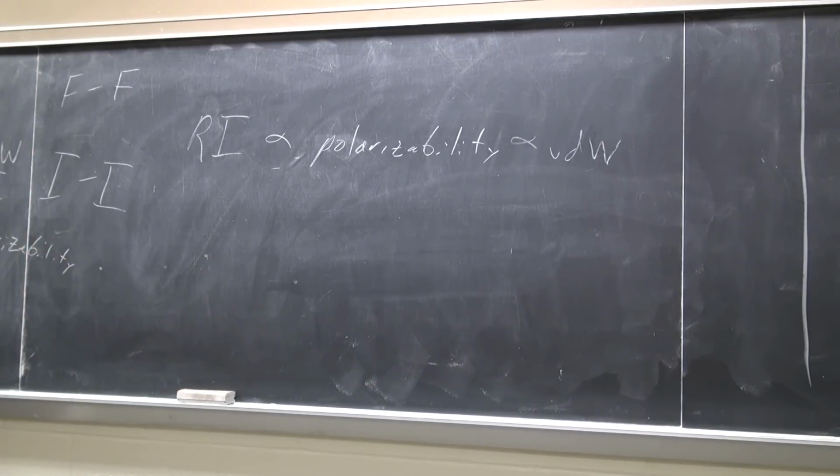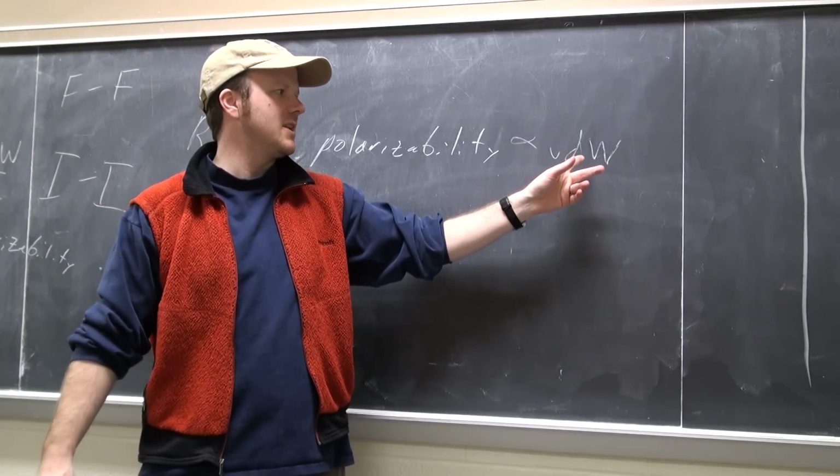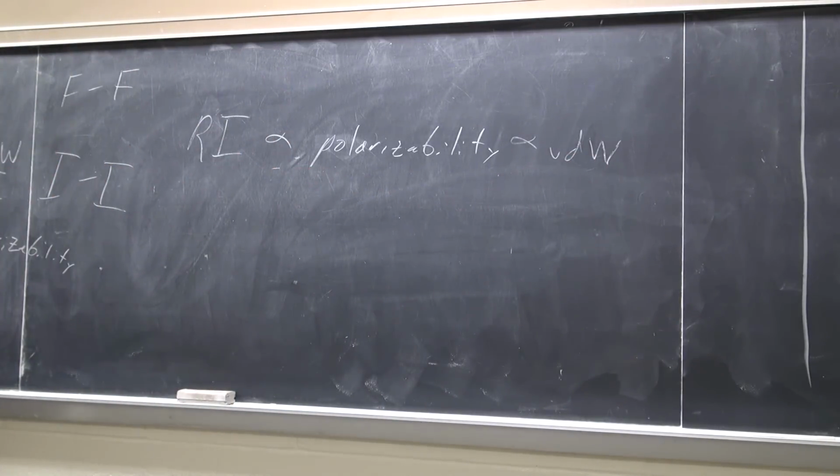So this is McLaughlin's rule, right? Where the polarizability is related to the van der Waals forces. So things that have higher van der Waals forces will have higher polarizability. What was the question? Oh, refractive index.